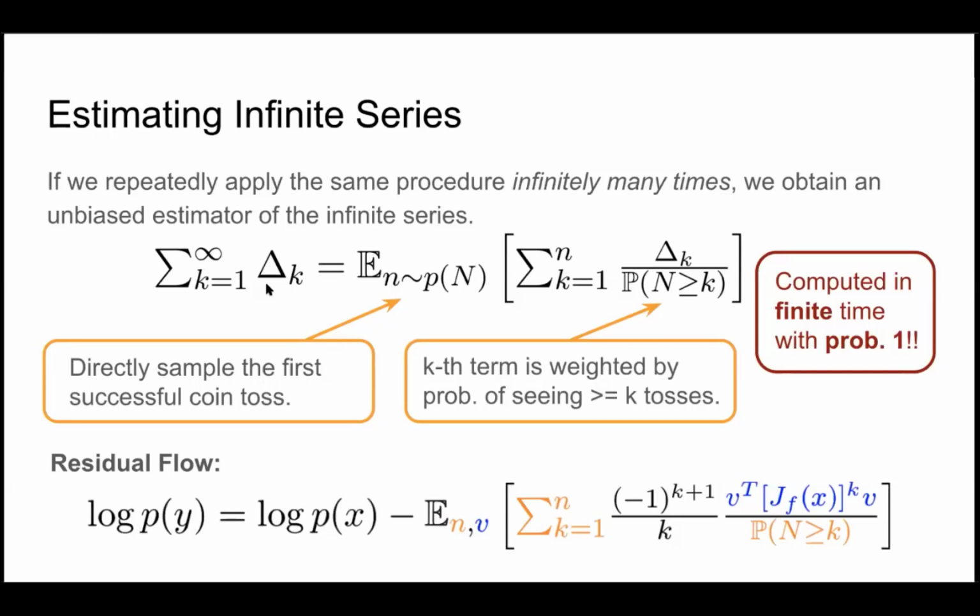This unbiased estimator is also actually very efficient in practice. We specify p of n as a shifted geometric distribution that has an expected compute of only 4 terms. And the geometric distribution has a very light tail, so the chance of sampling a very large value of n is extremely small.